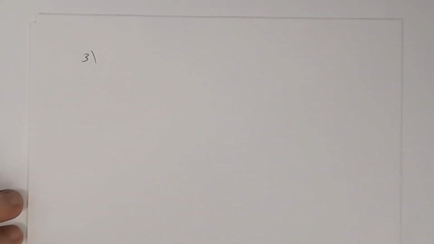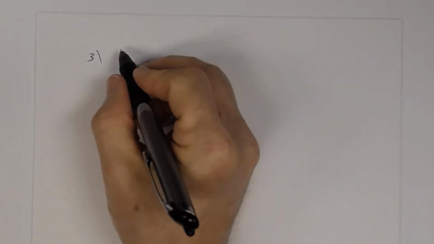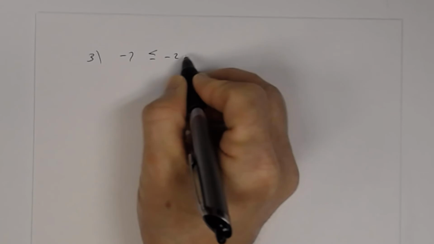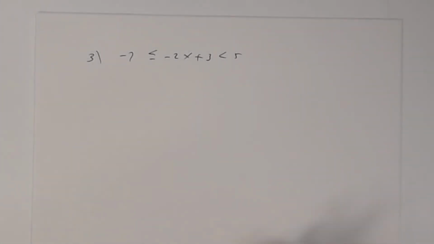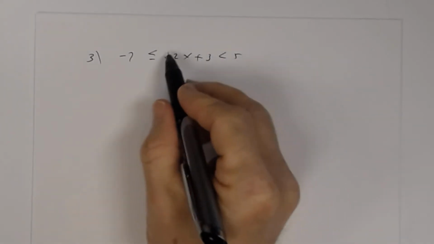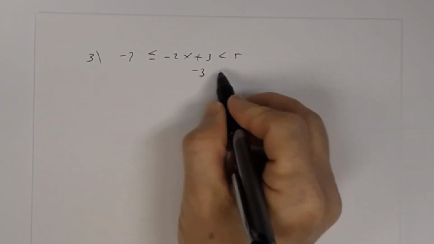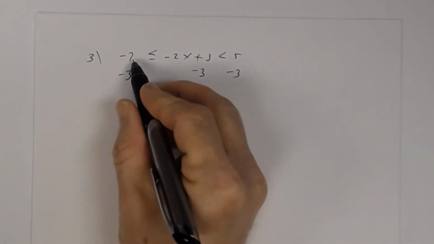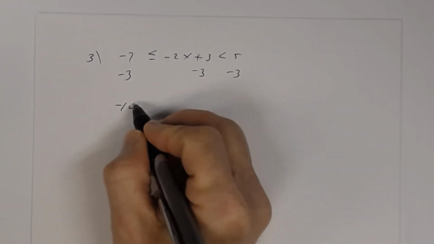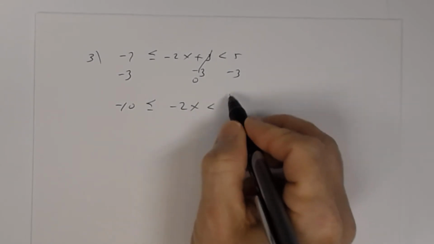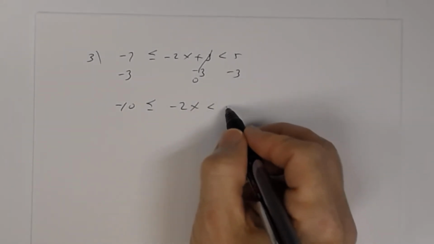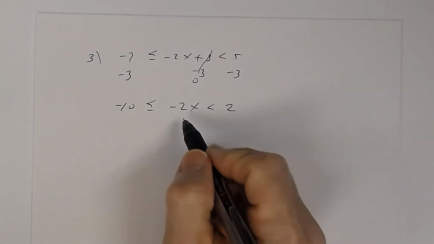All right, and then finally number 3. So number 3, we have this though. Okay, so you got to be careful with number 3. And number 3, we have -7 is less than -2x plus 3 is less than 5. Okay? All right, so we got to get x in the middle. So I'm going to subtract 3 from all 3 parts. So -7 and -3 is a -10 is less than -2x. This is 0. Is less than 5 and -3 is a +2.